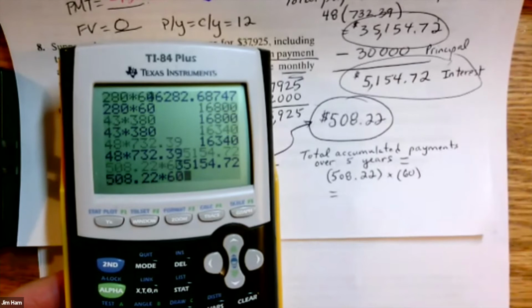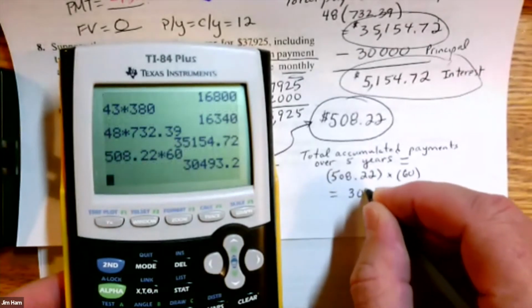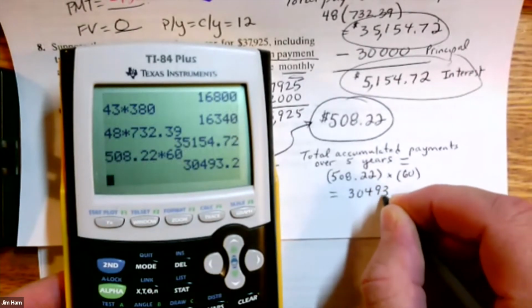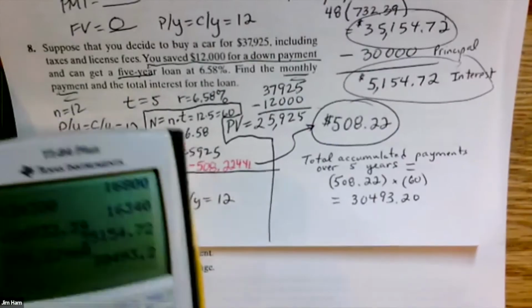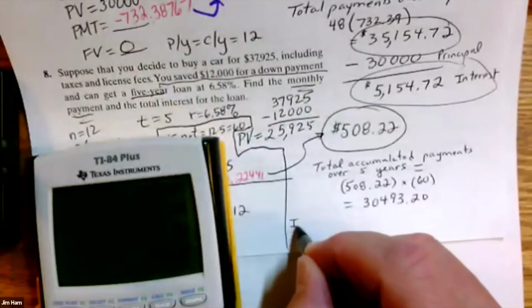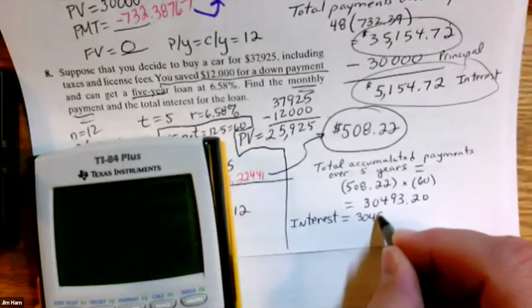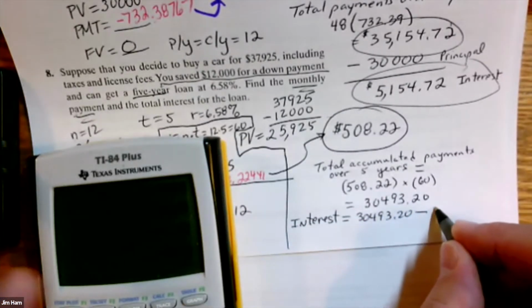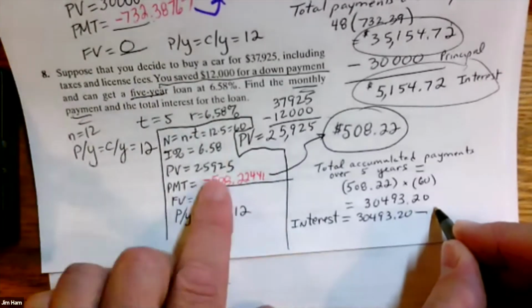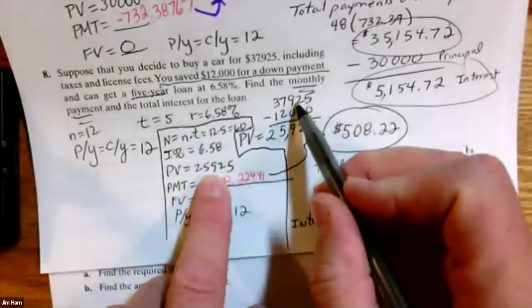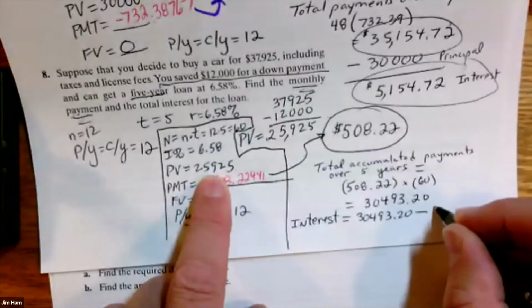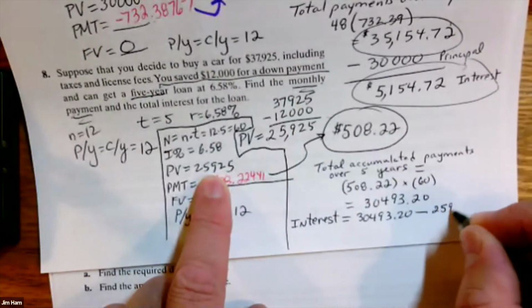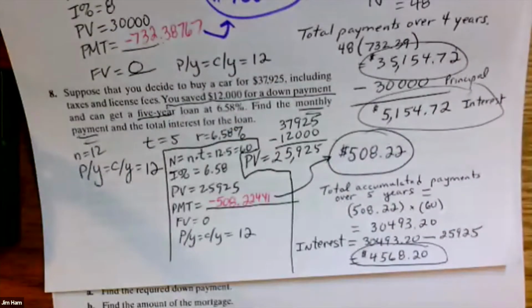508.22 times 60, 30493.20. All right, so the interest, we're going to take that 30493.20 and subtract the present value of the loan, which is not the 37,000, it's the 25,000. And so there's the interest amount.